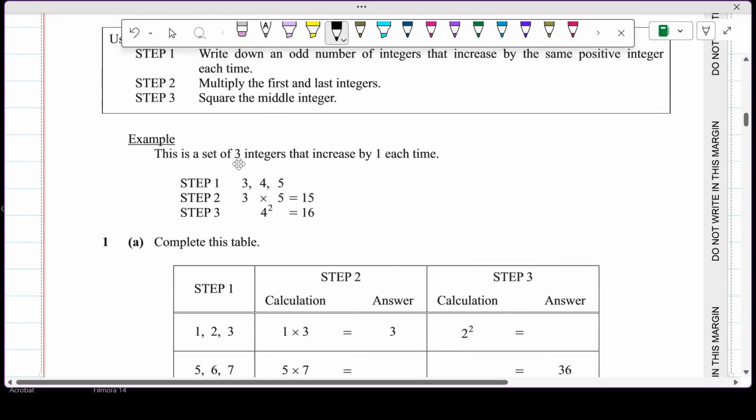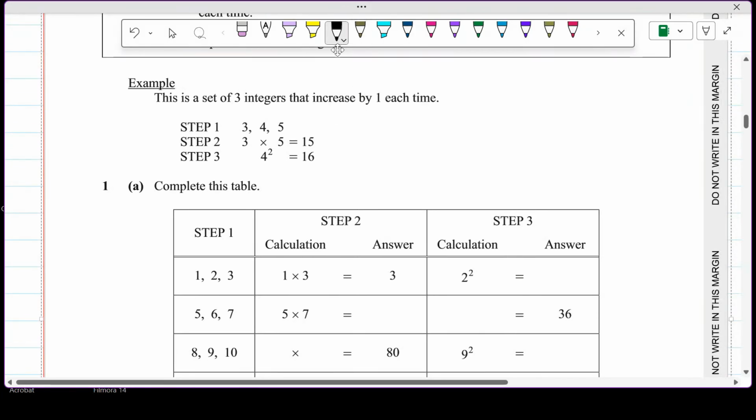Example: this is a set of 3 integers that increase by 1 each time: 3, 4, 5, and each one increases by 1. In step 2, we need to multiply the first and last integer, which is 3 and 5. So when we multiply 3 with 5, we get 15. Step 3 is the square of the middle integer, which is 4. So 4 squared is 16.